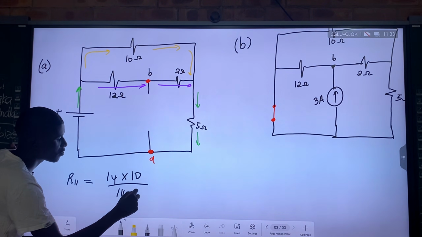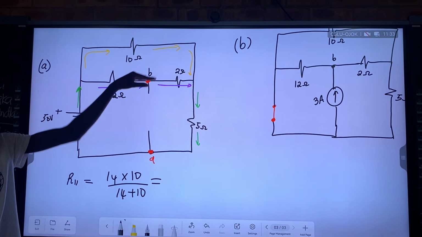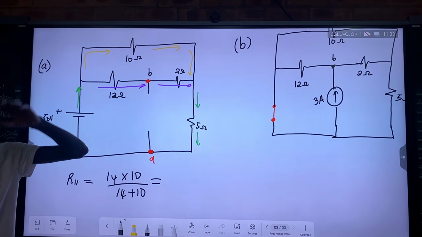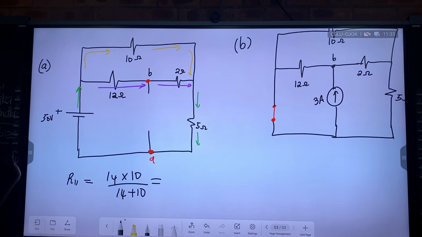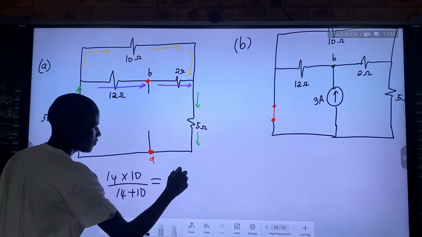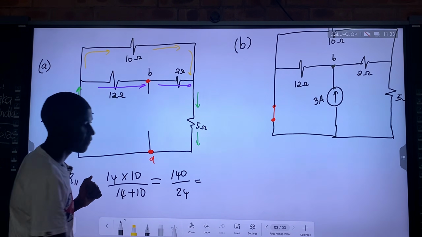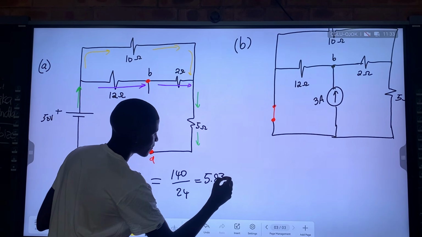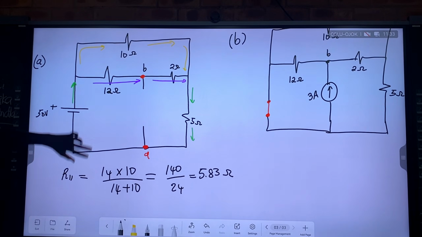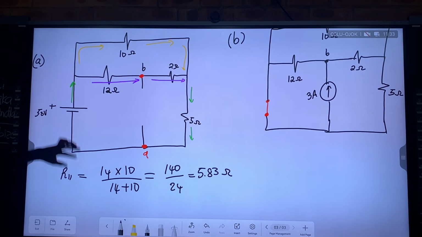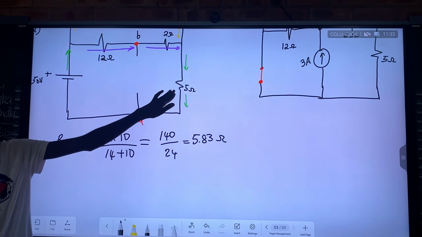So this is 14 times 10 over 14 plus 10. This is just the basic formula for calculating the effective resistance across a parallel branch. 14 times 10 is 140 over 24, which is 5.83 ohms. So this is the effective resistance across the parallel branch. Outside the parallel branch, we have got a 5 ohms resistor.